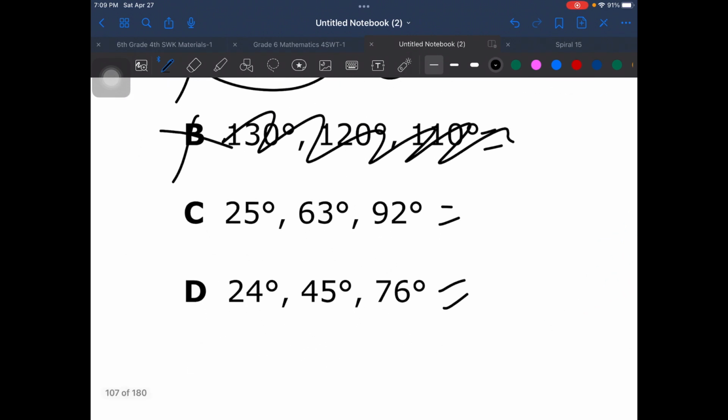A ver, vamos a ver. So 92, 63, that's 5, that's 15. You add another 5, 60, 180.